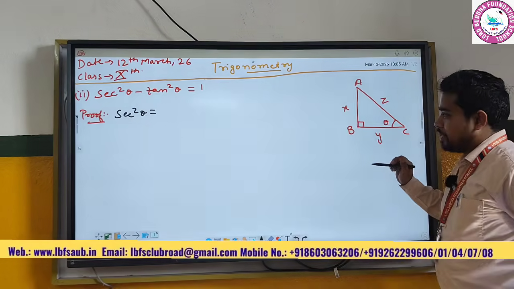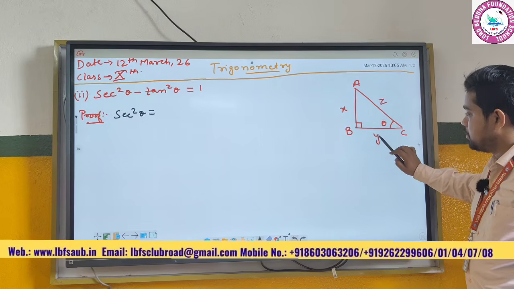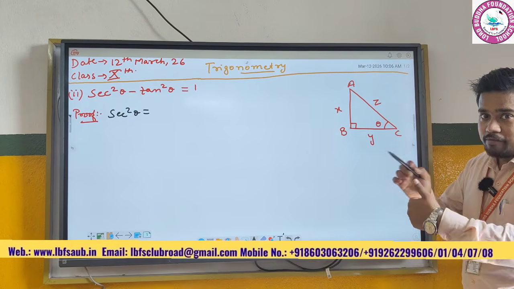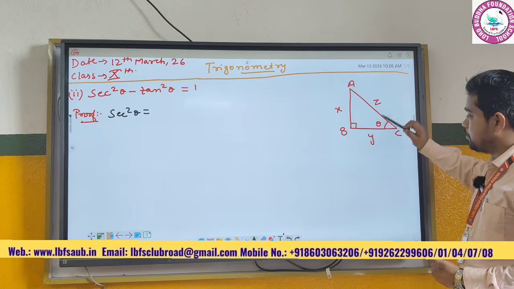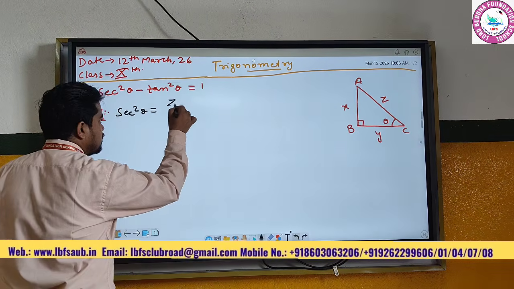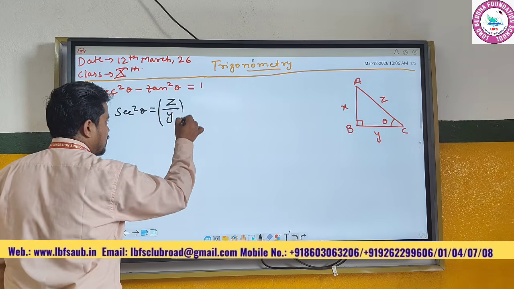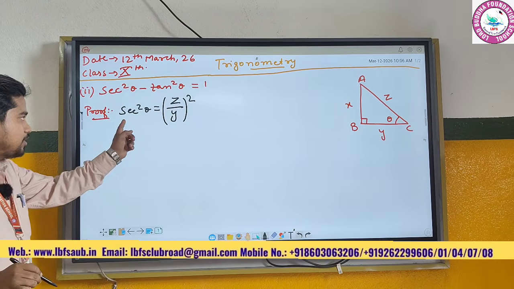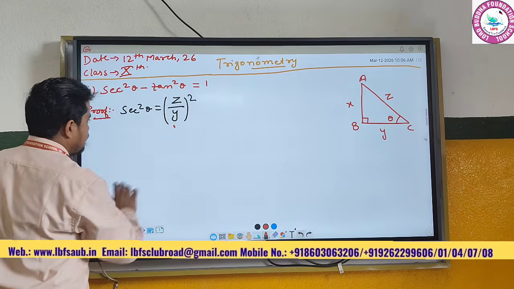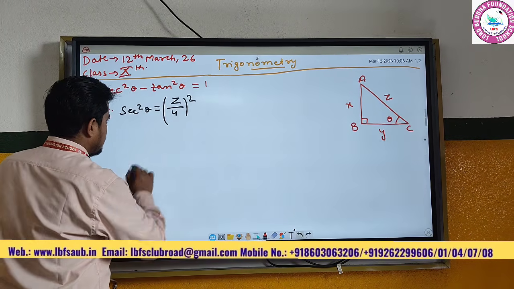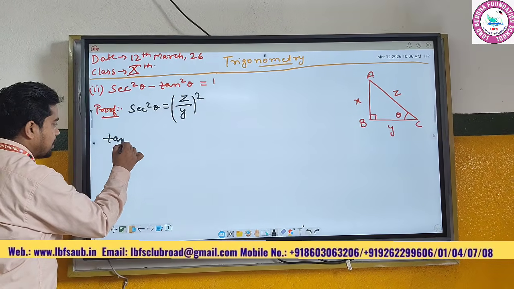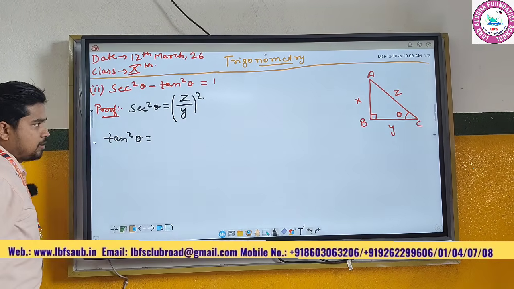So can you find out the value of cos theta from here? The value of cos theta will be y upon z. Okay, so the value of sec theta will be z upon y. Value of sec theta is equal to z upon y. We have to find out the square of sec theta. So we have to write z upon y whole square. Okay, z upon y. Okay, find out the value of tan square theta.